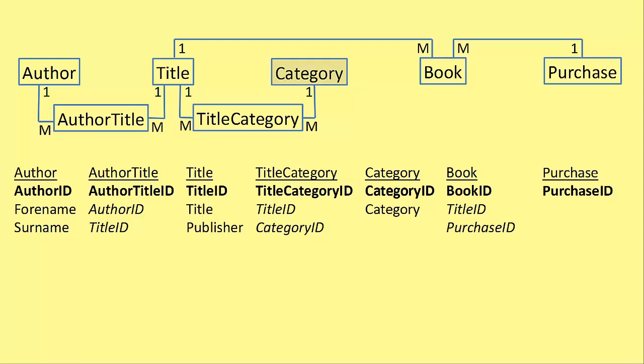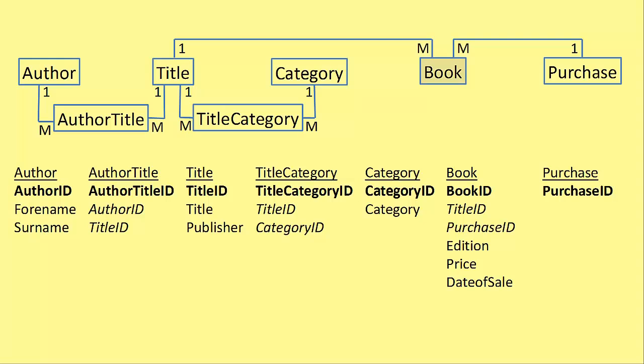Then there's the book object. What do we need for book? Well, the edition, the price that we paid for it, and the date on which we sold it, the date of sale. Those things need to be added to the book table.